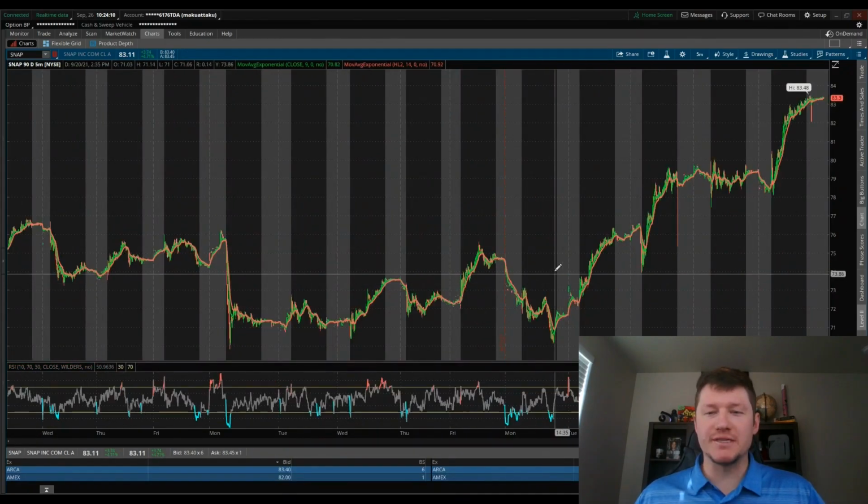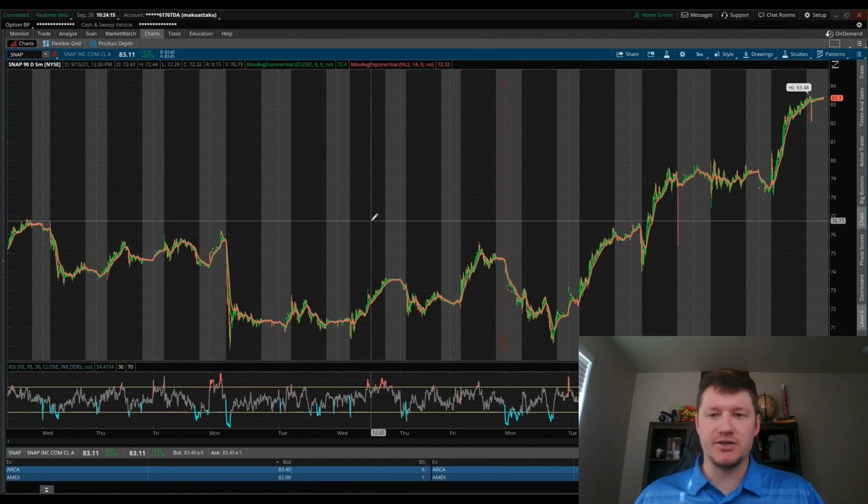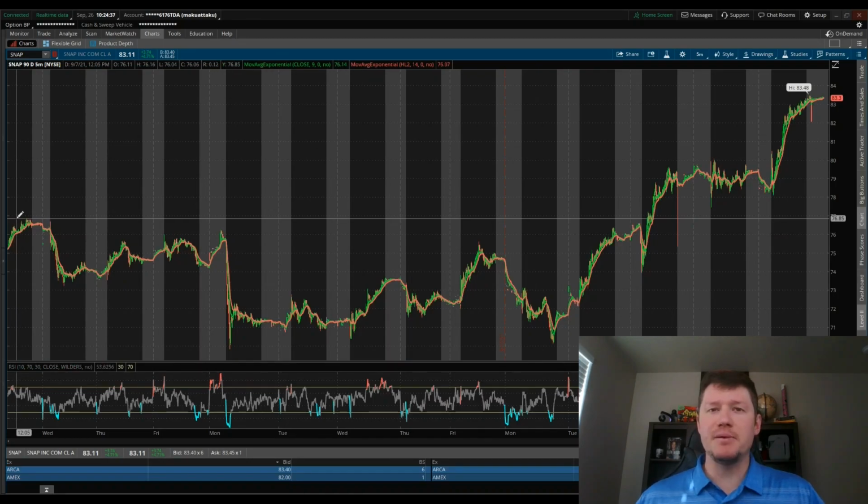Now I'm going to show you a Snapchat's chart. Now this is on the 5 minute. So just keep that in mind, that's why the candles are so small and there's so many of them. Now keep in mind, the more candles that you get, the better.